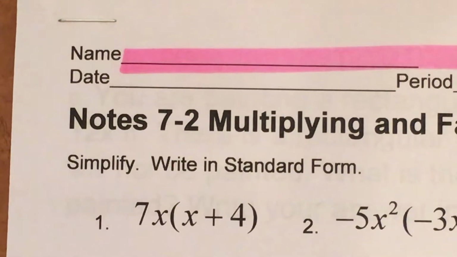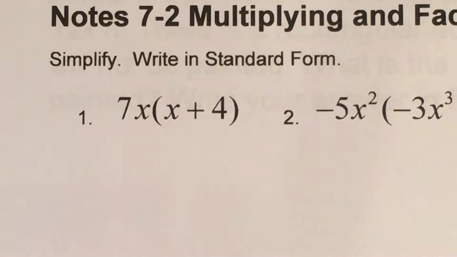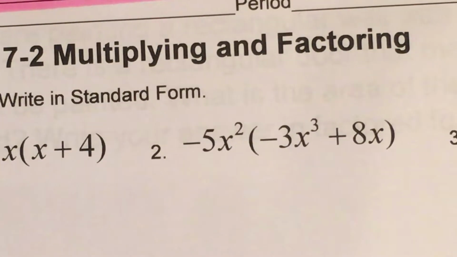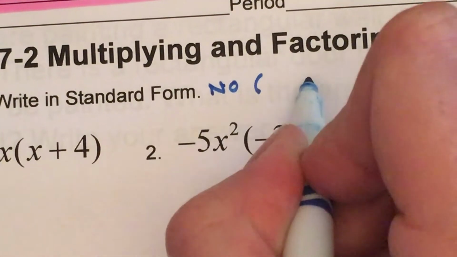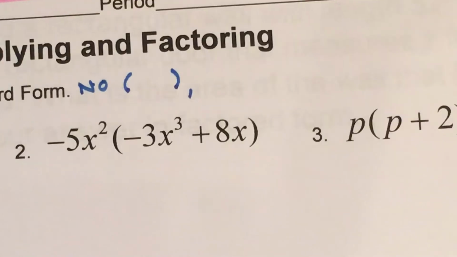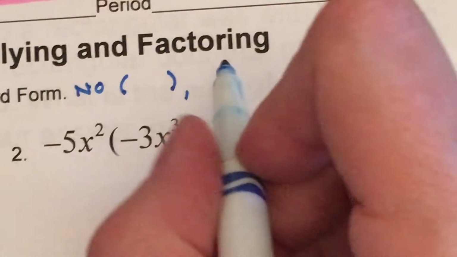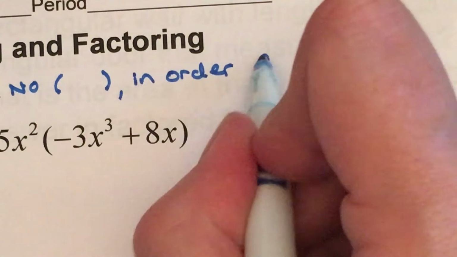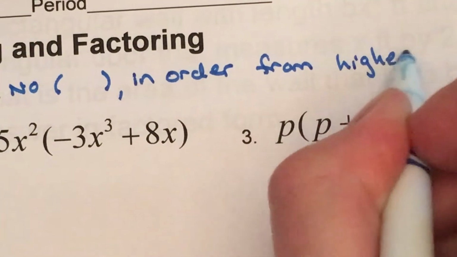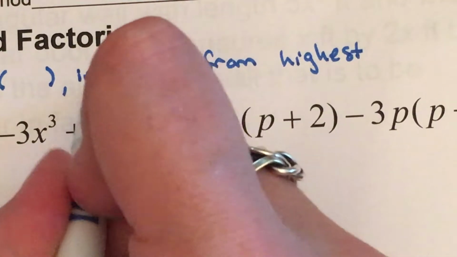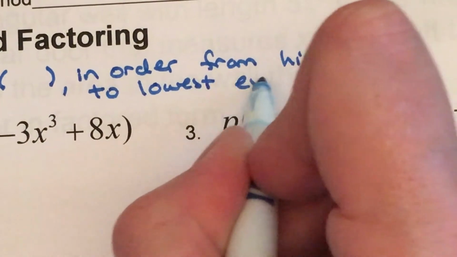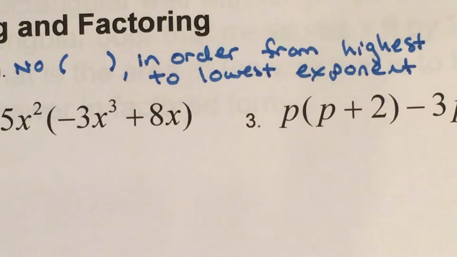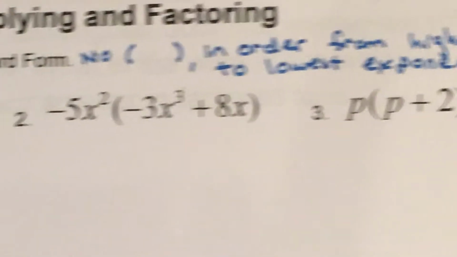So let's start on problem number 1. We are told that we need to write this in standard form, remembering that standard form has no parentheses and it has to be in order from the highest to lowest exponent. Let's check out problem number 1.